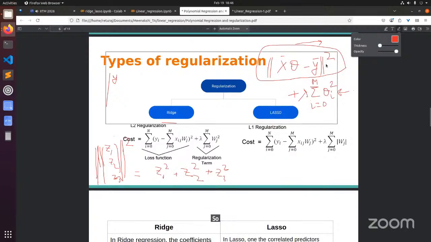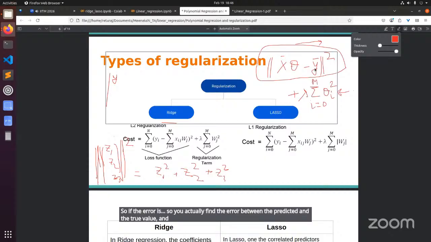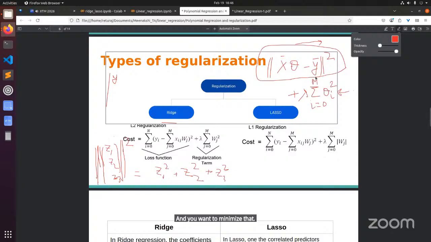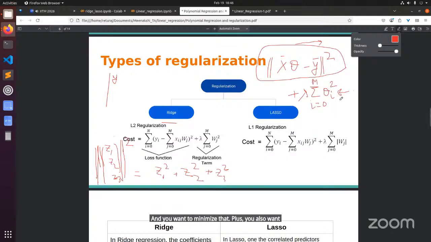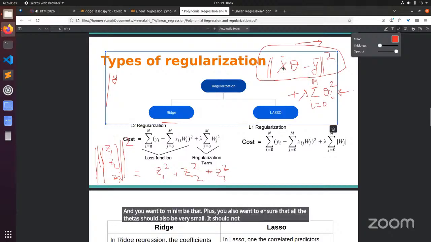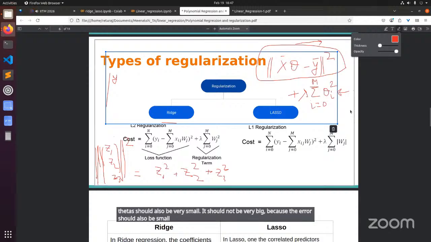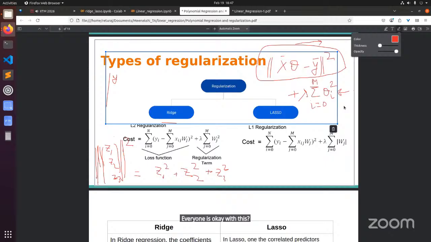So you actually find the error between the predicted and the true value, and you square each term and add them, and you want to minimize that. Plus, you also want to ensure that all the thetas are very small. They should not be very big, because the error should be small, and all the thetas should also be small, because theta squares should be small. Everyone is okay with this? How will it affect? I will come to it again, but I'm adding just this extra regularizer term there.